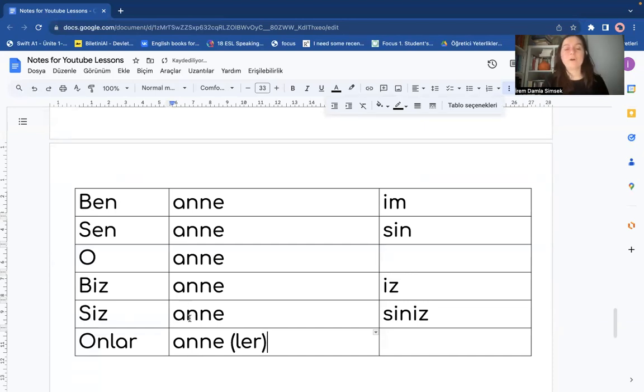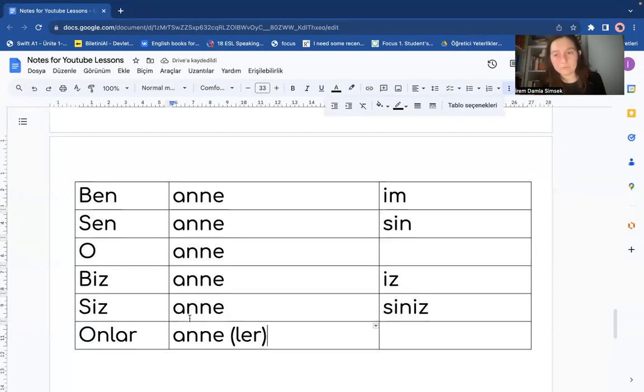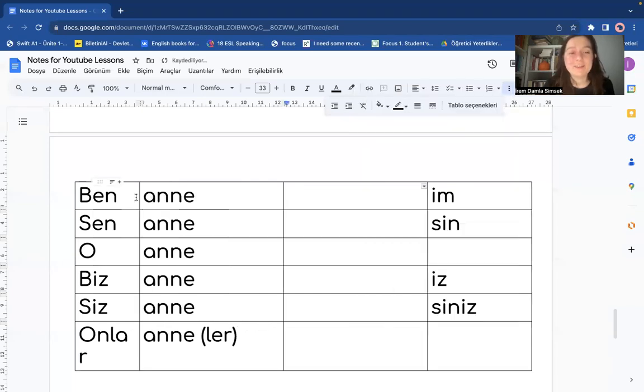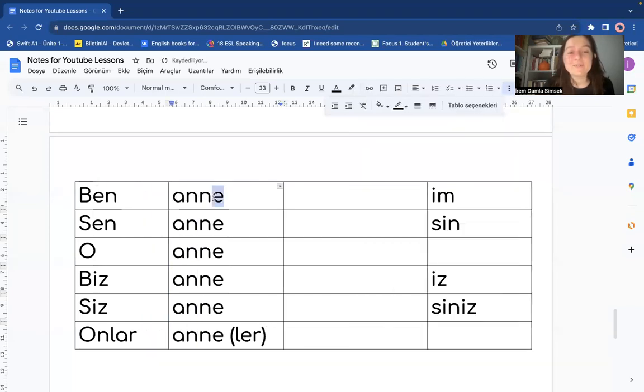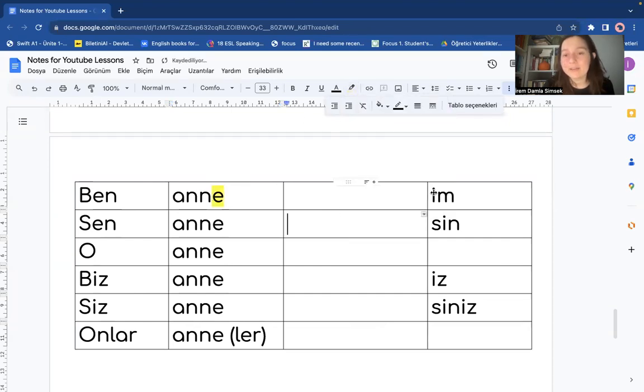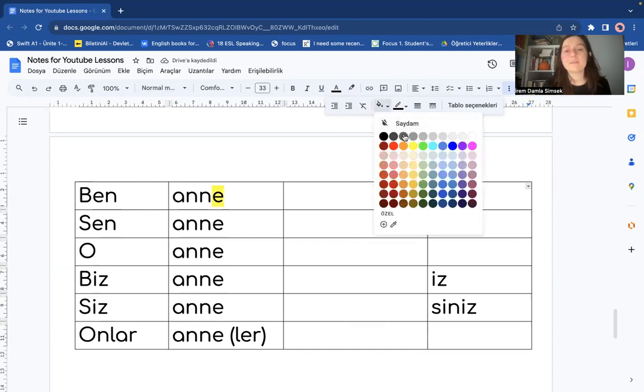Or we have two options. You can say onlar anne, true, or onlar anneler, like that. But here, I think I made a mistake. So how should I fix my mistake? As you see, anne ends with an E. The suffix starts with I.